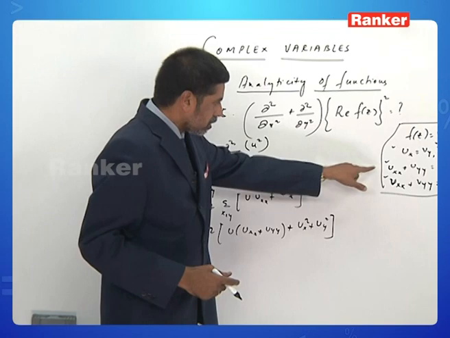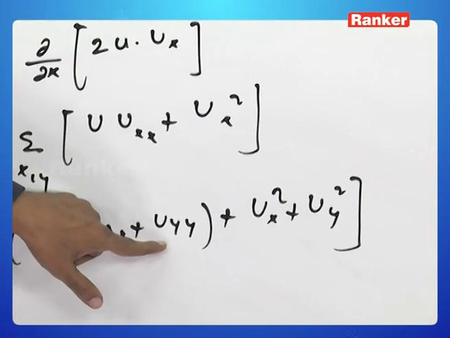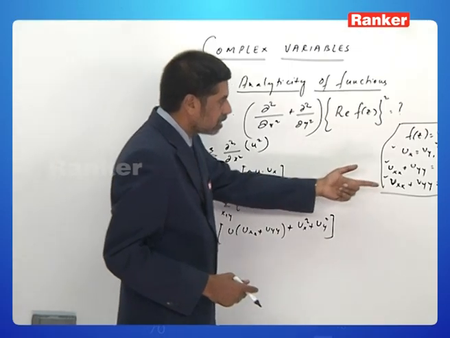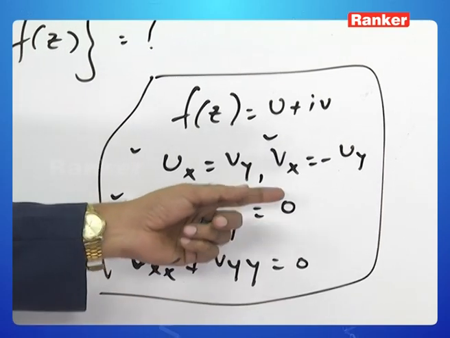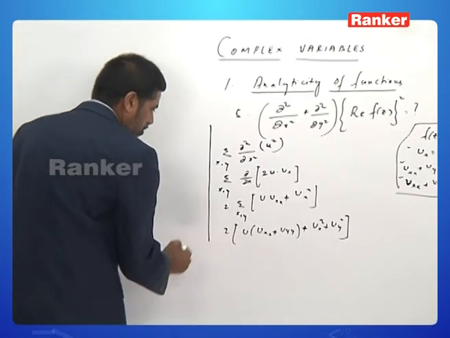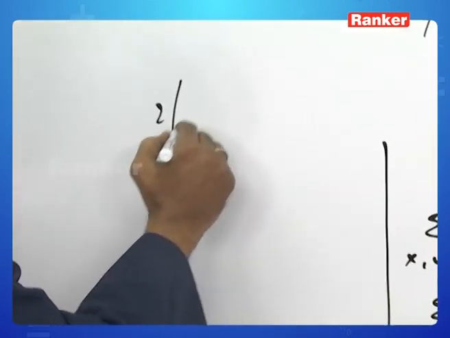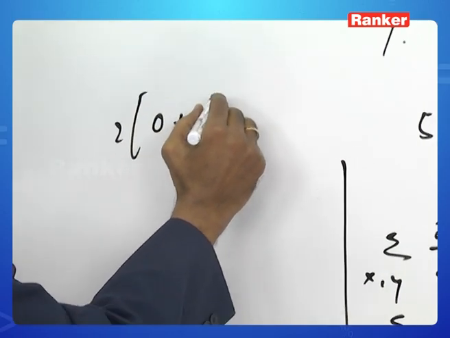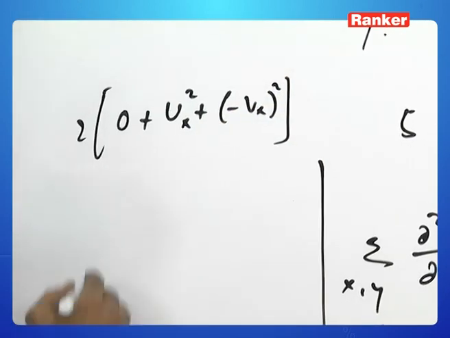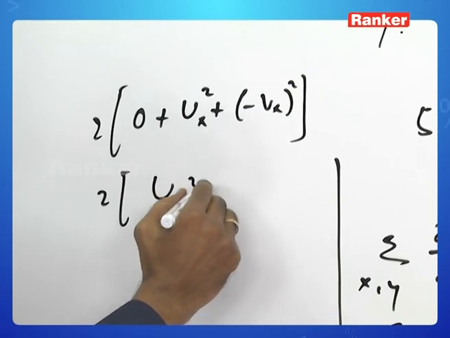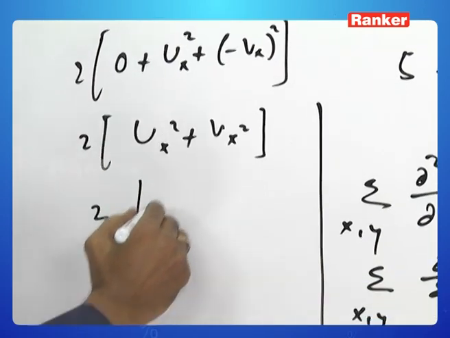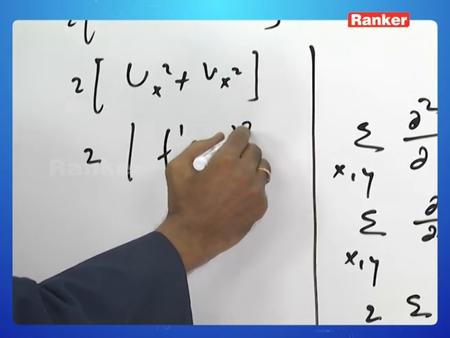But you can use this information at this stage. uxx plus uyy will be 0, and you can replace uy with minus vx. So let's simplify this part. 2 times 0 plus ux square plus minus vx square. So this will be 2 times ux square plus vx square. You can write this as 2 times mod f dash z whole squared.